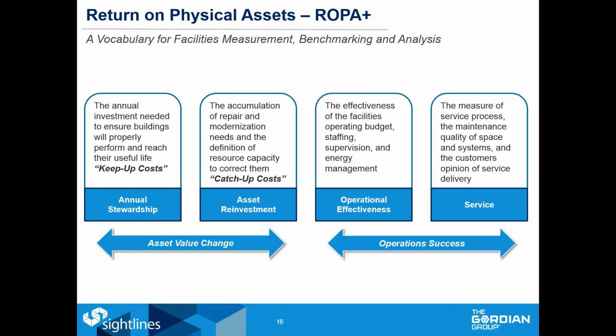Operations success holds the other two families. The first one being operational effectiveness, and that's where we're really talking about all the nuts and bolts of the day-to-day operations of your department. Operating budget, staffing, supervision, utilities, work orders, everything that goes into providing service. And then ultimately, customer service is a suite of metrics that go into gauging the quality of space and the customer's opinion of that space.